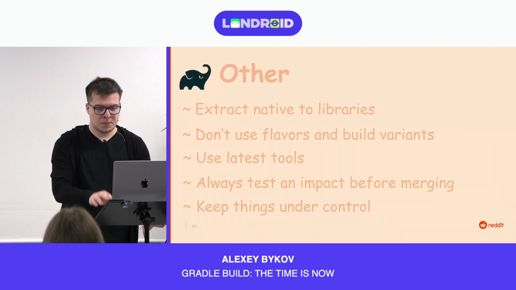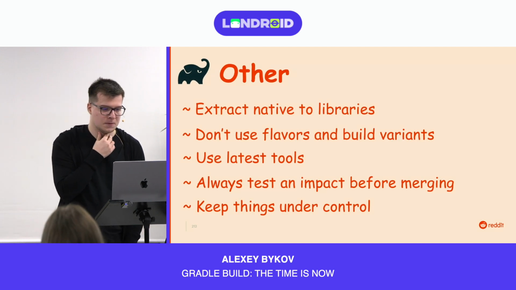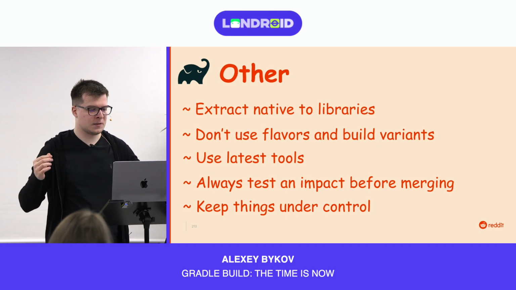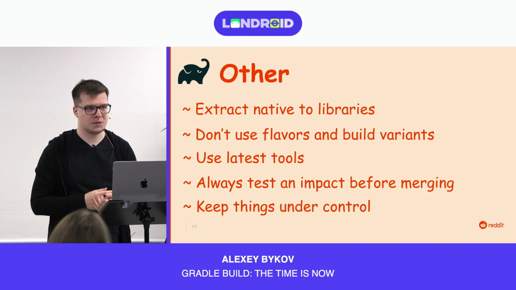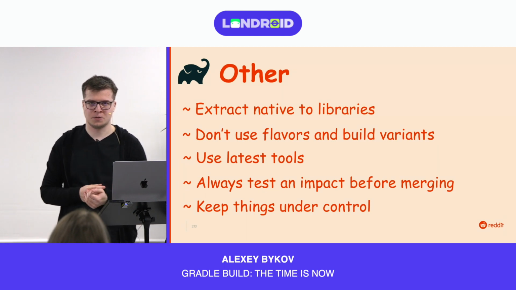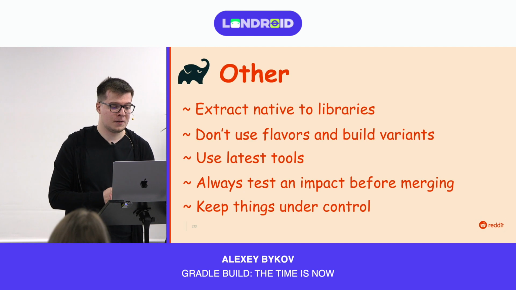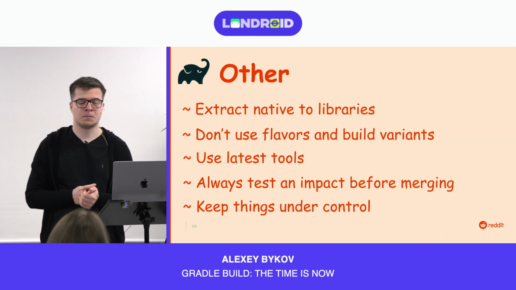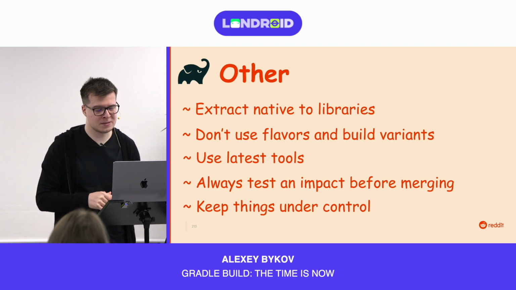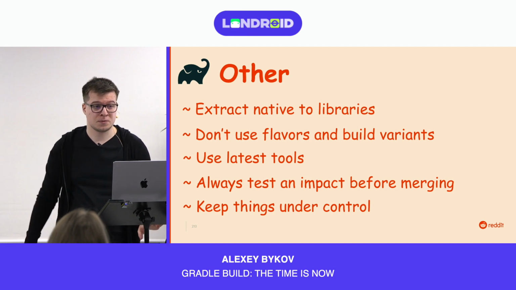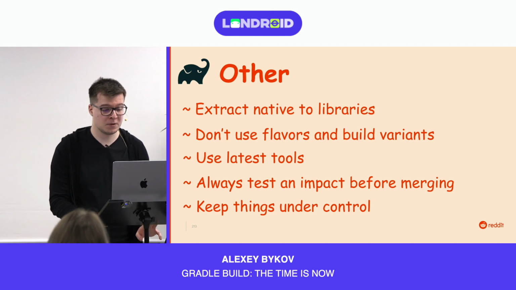And talking about other things, there are some we won't be able to cover today. The first one is extracting native code into libraries, because you're hopefully not going to change it quite often. The second one is that it breaks the build cache because it has inconsistent inputs and outputs. Don't use flavors, or try to reduce flavors with build variants. Most of the time, one release build variant is going to be enough for you.